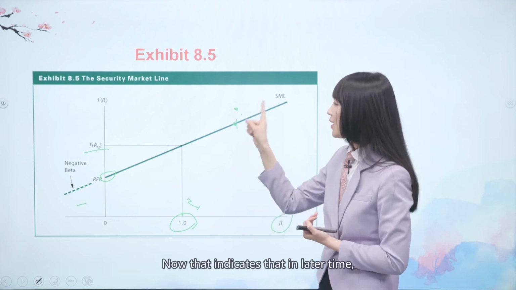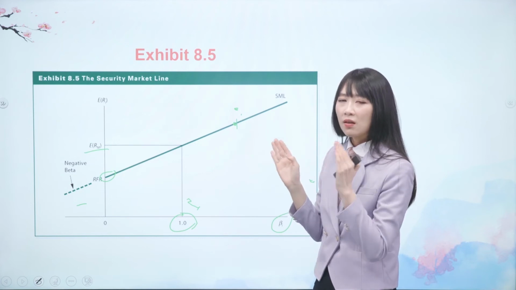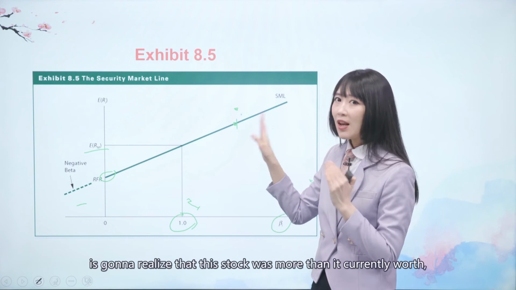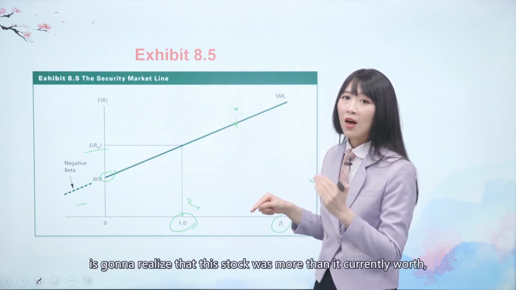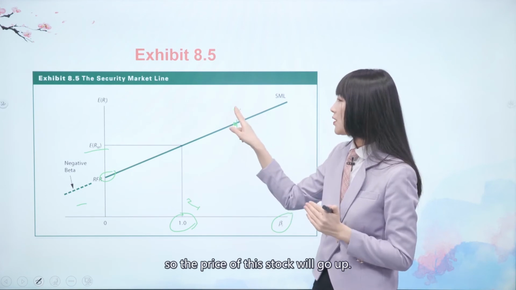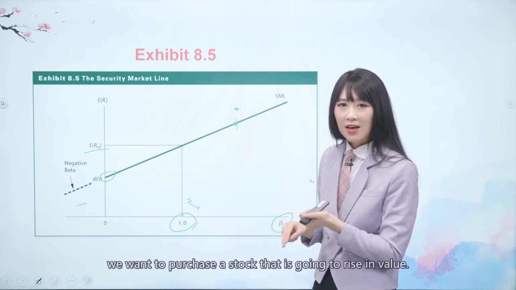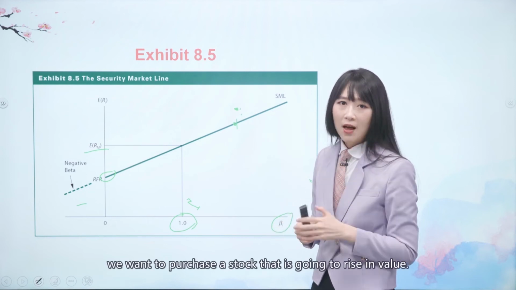That indicates that in later times, the market is going to realize this misprice. It is going to realize that this stock was worth more than it currently was, so the price of this stock will go up. Now, we want that in our investment. We want to purchase a stock that is going to rise in value.